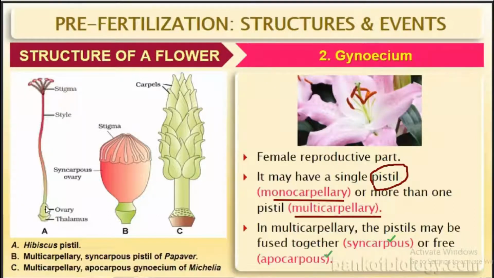You can see this is the structure of a carpel, sorry, carpel or pistil. Then here you can see this is multicarpellary condition. Actually, that is syncarpus. This is also multicarpellary, but it is apocarpus. Apocarpus means the carpels are free. Here, syncarpus means the carpels are united.